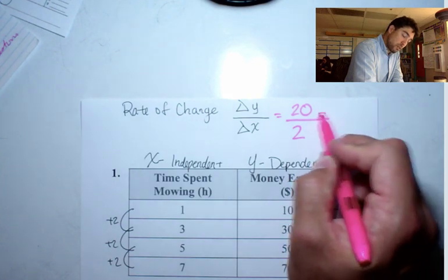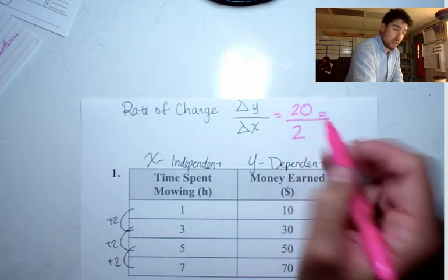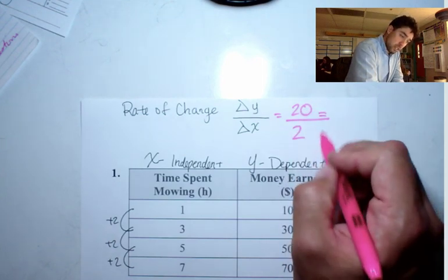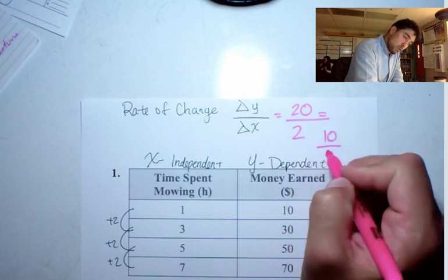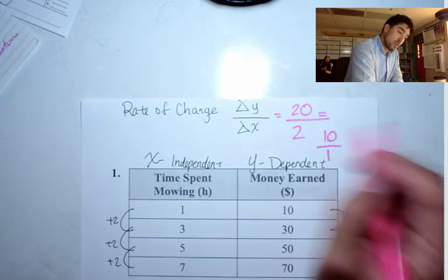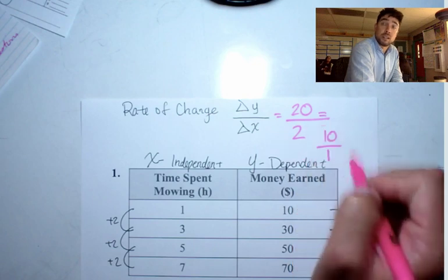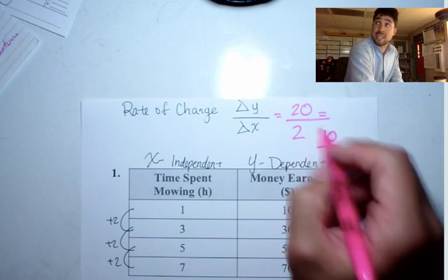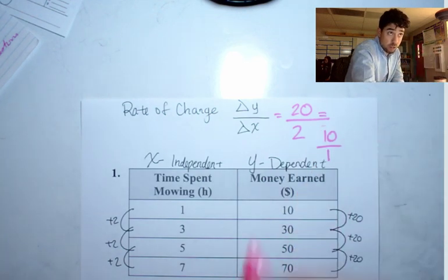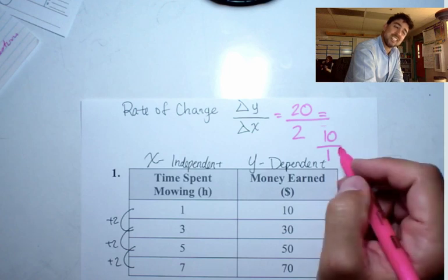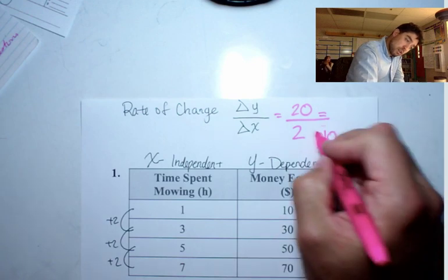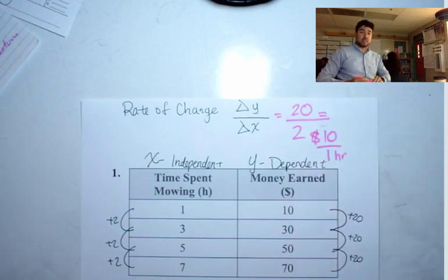What's the greatest common factor between these two? 2. So 20 divided by 2 is? 10. 2 divided by 2 is? 1. What does this mean? Give me the story about this 10 over 1. 10 is the money earned, 1 is the time spent. So tell me in a sentence. $10 per day? Per hour. $10 per hour. That's our rate of change here.